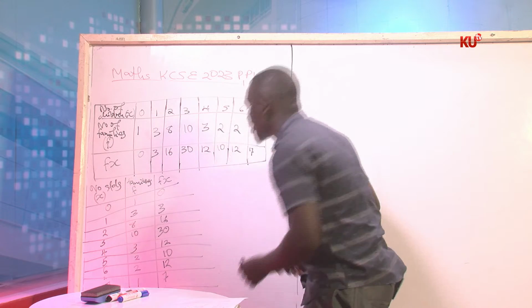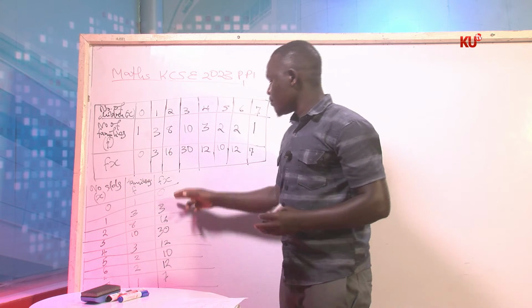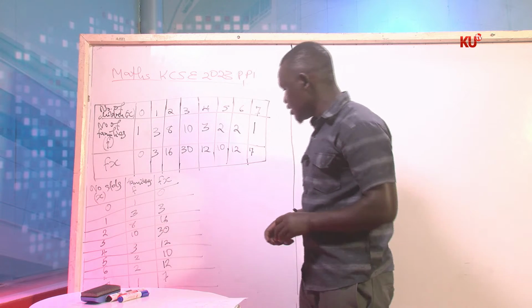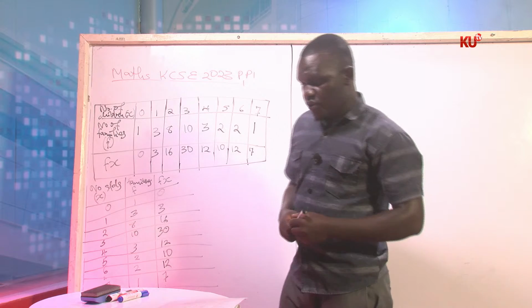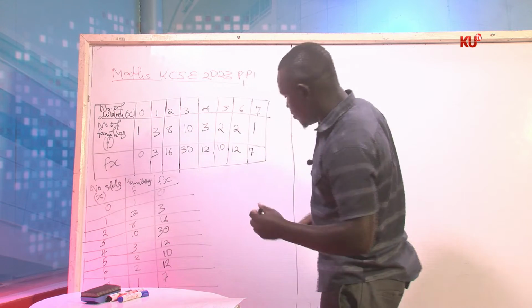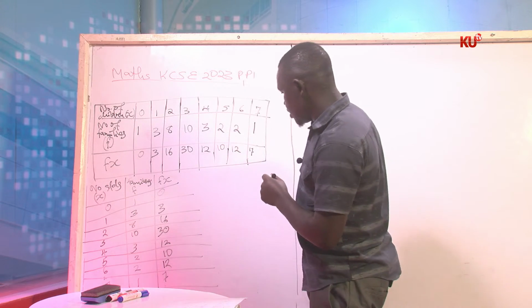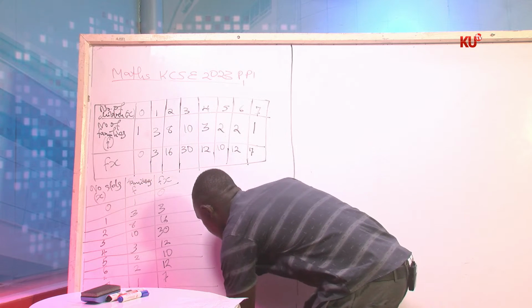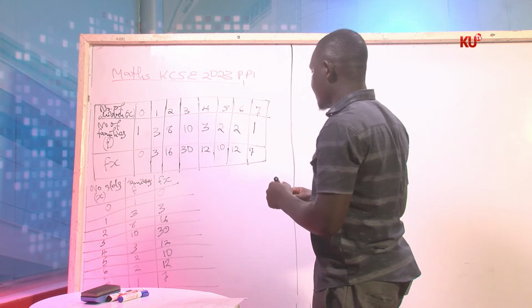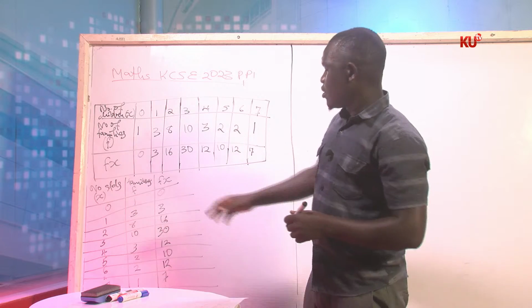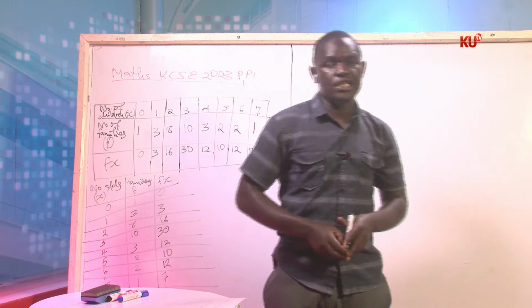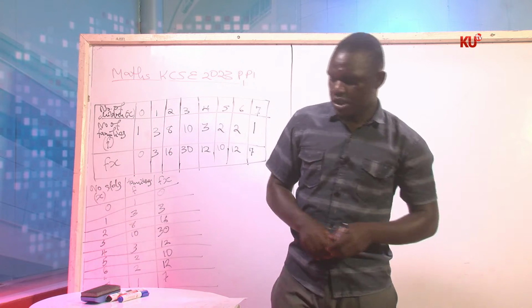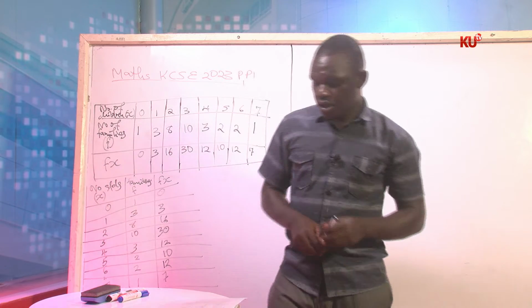How do you get the summation of fx? The summation of fx is 0 plus 3 plus 16 plus 30 plus 12 plus 10 plus 12 plus 7. When you do that summation very, very well, students, you should be getting 90. You should add it. The summation of fx is 90. So you can draw it in this manner or this manner. Whichever manner you will choose as a student, it's very, very right, and you'll get your marks.